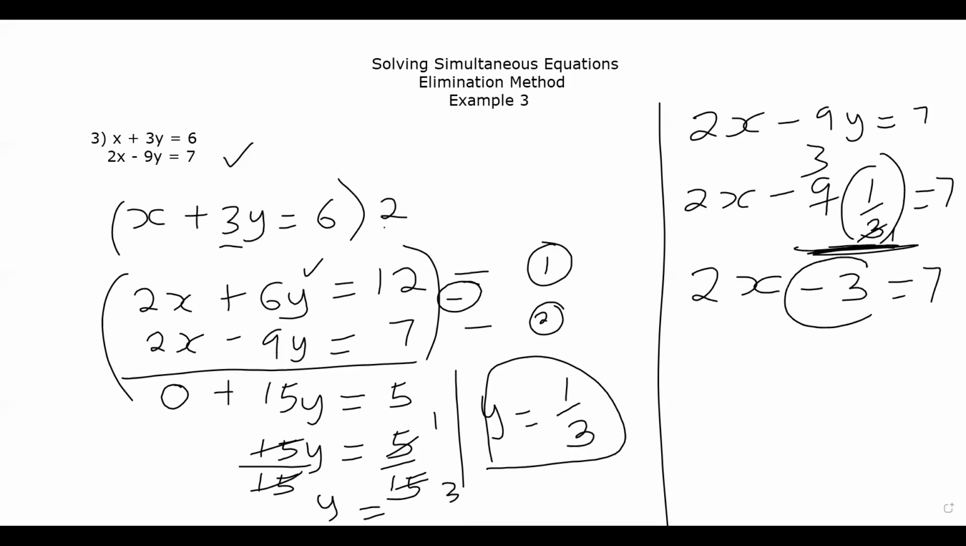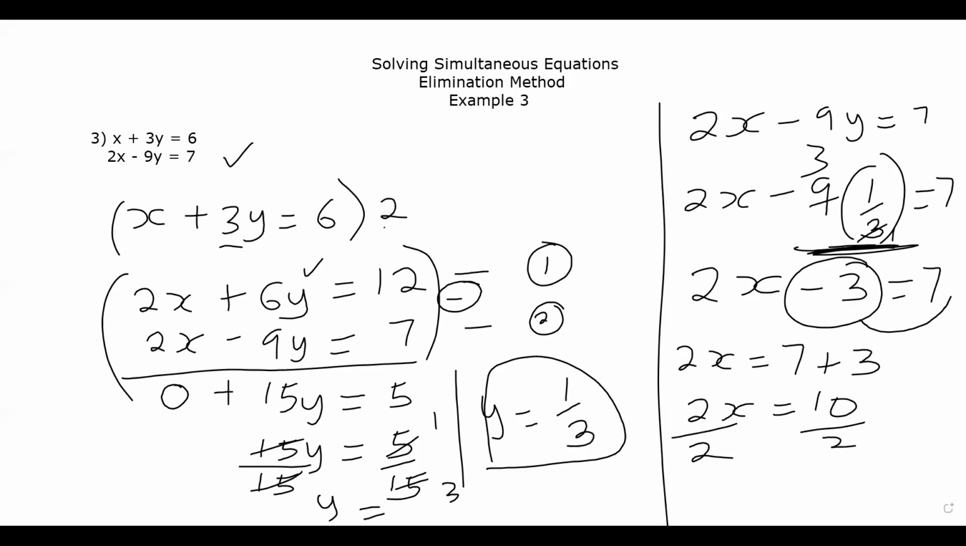We can take this 3 to the other side, and when it goes to the other side of the equal sign, it becomes positive. So we have 2x equals 7 plus 3, which is 10. So 2x equals 10. Divide by 2 on both sides, and you get the value of x is 5. So x is 5, y is 1 over 3. And that's how you evaluate those equations.